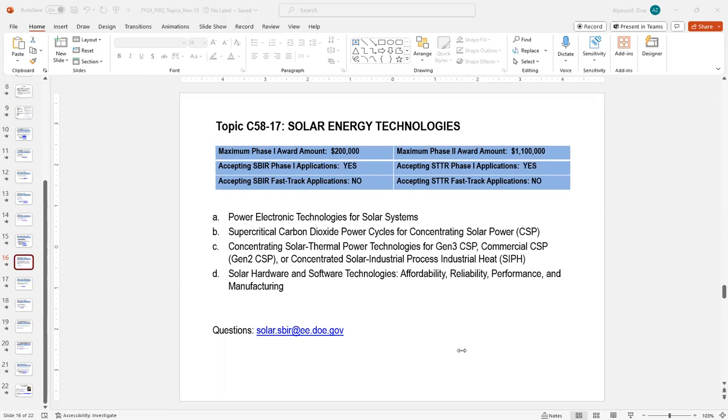So again, it depends on how you frame it and how you make your case. But we want to see that the end product, for lack of a better term, or the end result of what you're proposing is a solar product. It's not something that somebody else will pick up in the future and make a solar product out of it.